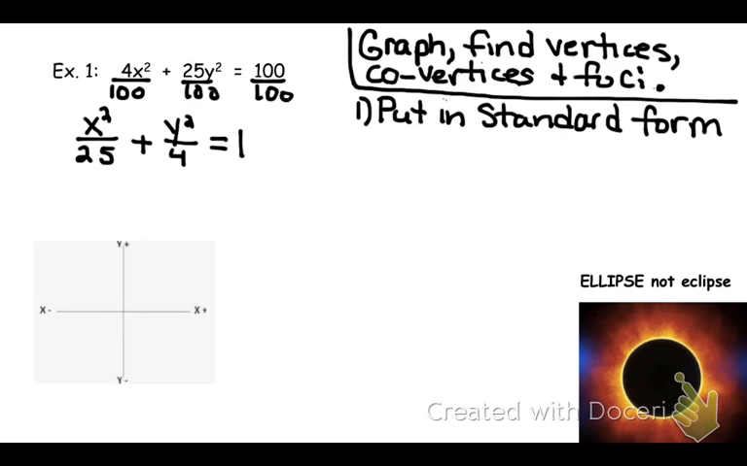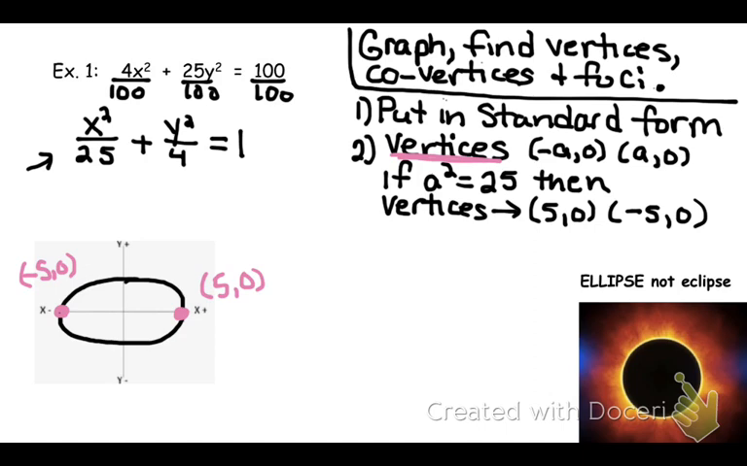And we can see this is a horizontal graph because the bigger number is under the x squared. I drew a rough graph, horizontal, and we know that our a values, we're going to have a negative a over here and our positive a over here. So if our vertices are (-a, 0) and (a, 0), then a squared equals 25, then the square root of 25 is 5. So the vertices are going to be (5, 0) and (-5, 0).